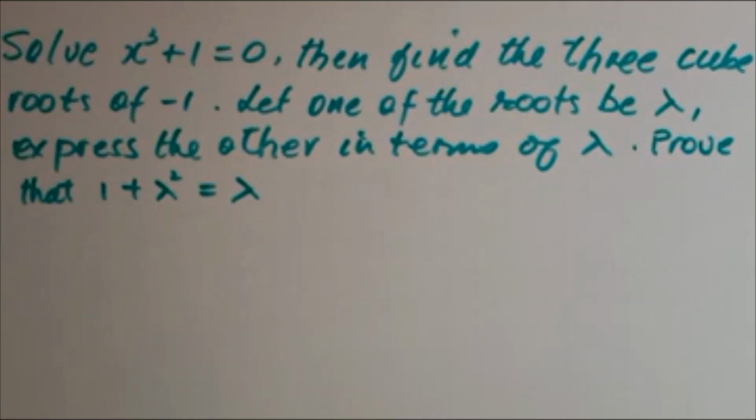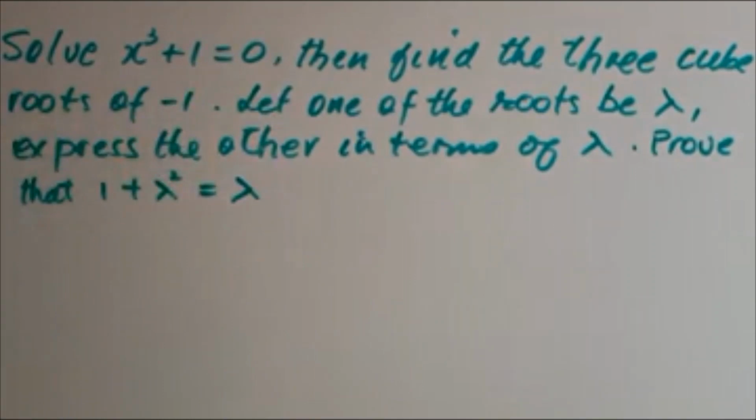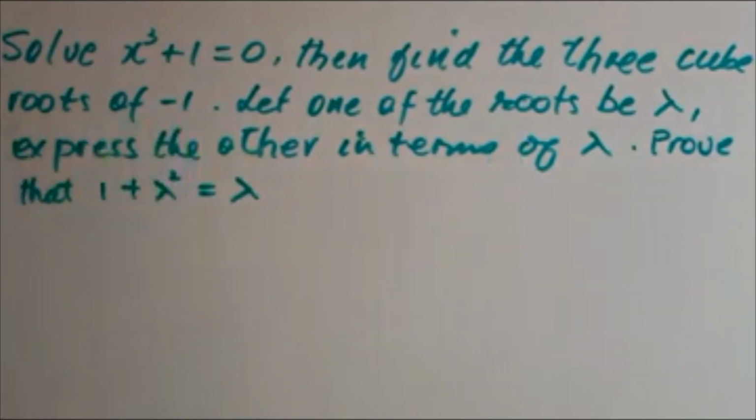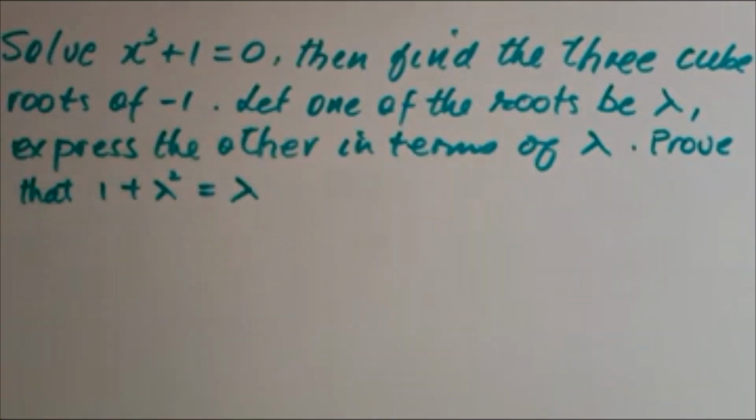Now, I see this as 3 different parts, and so I'll do 3 different videos as 3 different questions. So first I'll solve this equation x cubed add 1 is equal to 0, and I'll find the 3 cube roots of negative 1. That's part 1. Then in part 2, I'll let one of the roots be lambda and express the other in terms of lambda. And thirdly, prove that 1 add lambda squared is equal to lambda. So let's get started.